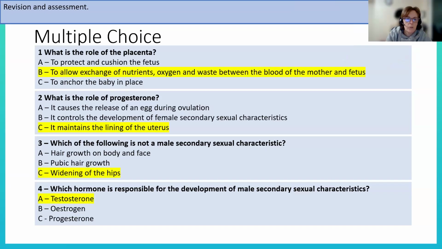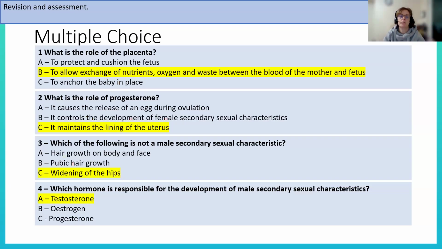So, what's the role of the placenta? It is to allow exchange of nutrients, oxygen, and waste between the mother and fetus. The role of progesterone is to maintain the lining of the uterus. So it does this during the menstrual cycle, and if pregnancy occurs, it helps as well throughout the pregnancy. Widening of the hips is not a male secondary sexual characteristic, but it occurs in females.